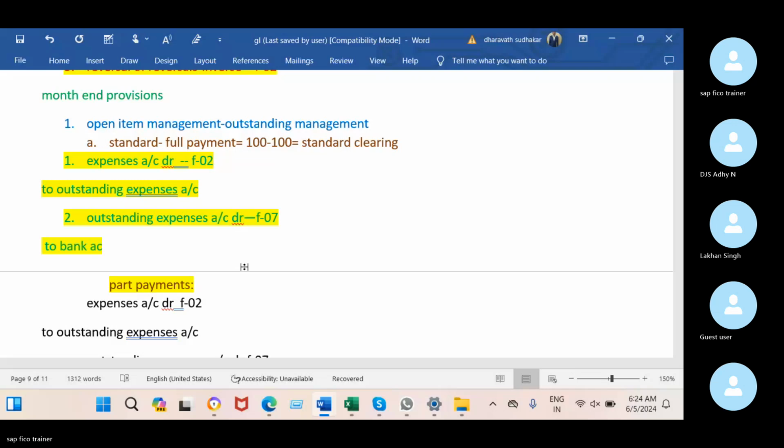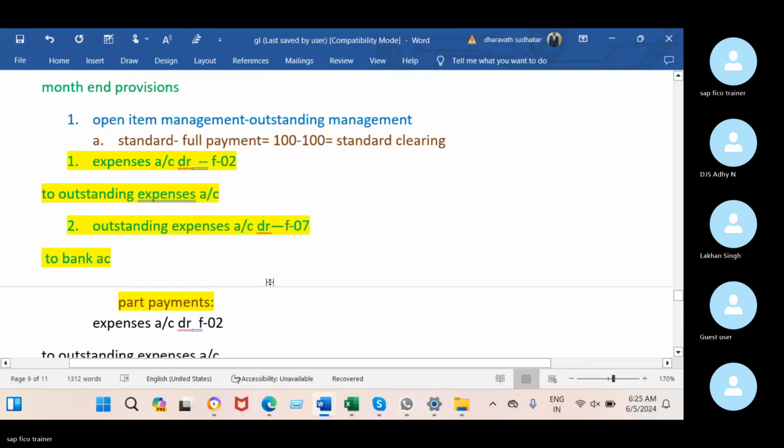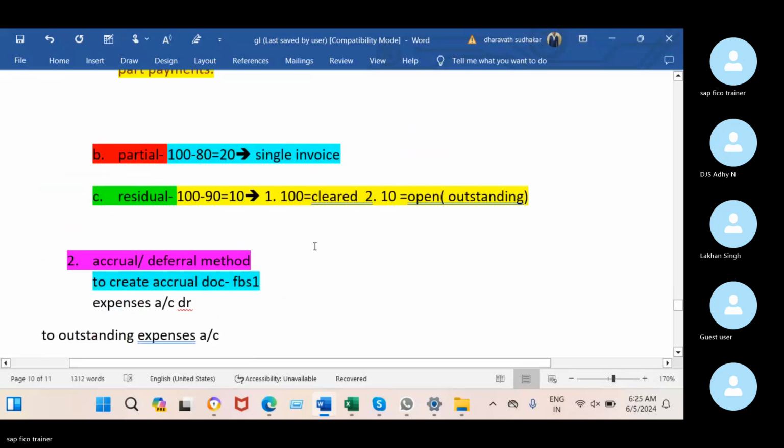In the case of part payments, we have two methods: partial clearing and residual clearing. In the case of partial clearing, all the transactions will be at one place. Just imagine you want to pay 100 rupees, but you paid 80. What is the open item, the outstanding item? 20. All the transactions will be at a single place.